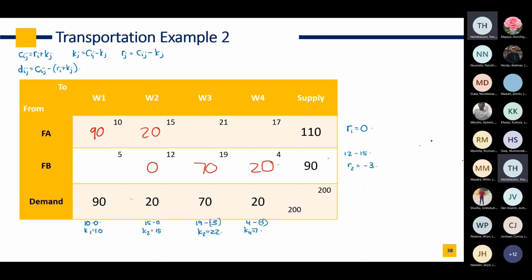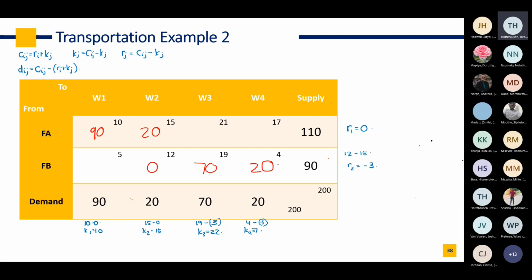And where did you get the minus 3? Okay, so the minus 3 is I took the cost there of the 12 and the K, and that's your cost minus your K value. So Ri is the cost minus K. Okay. Thank you. Okay.